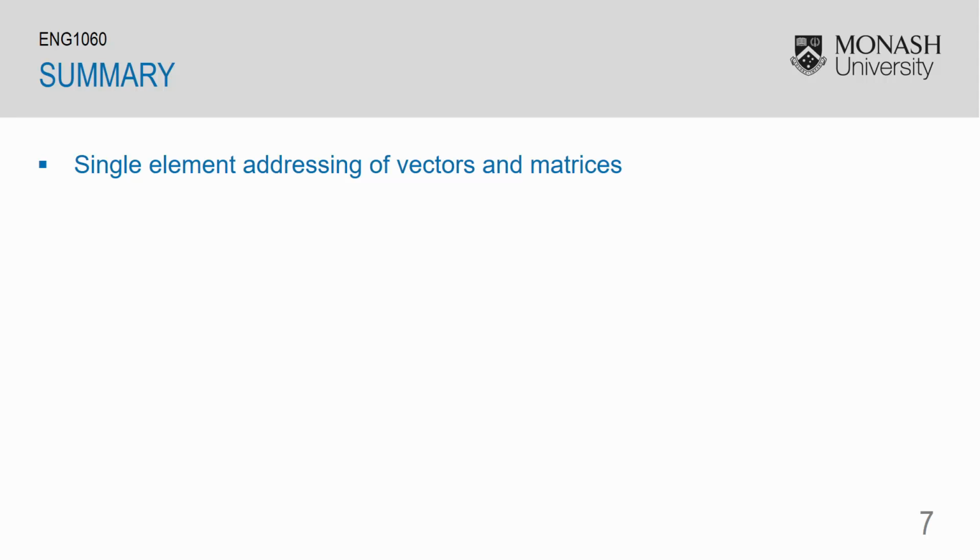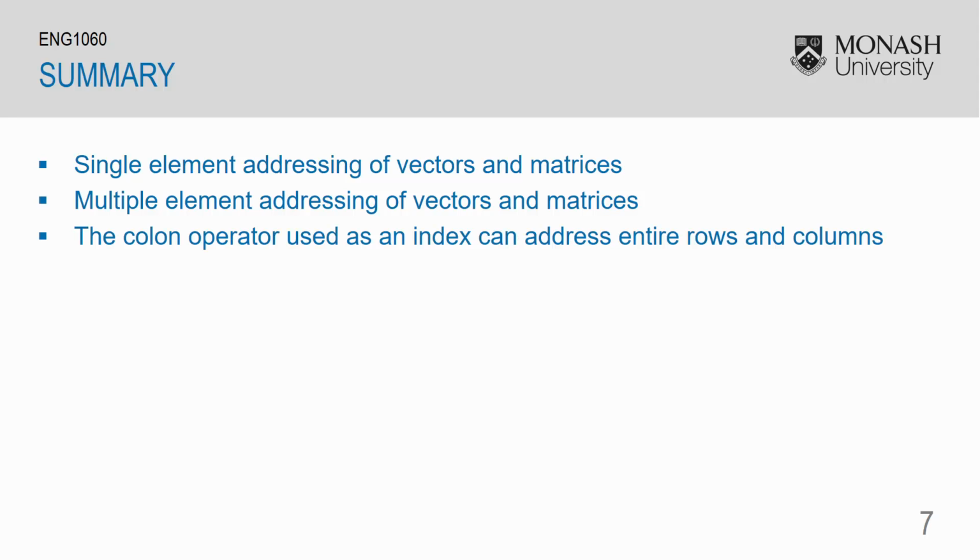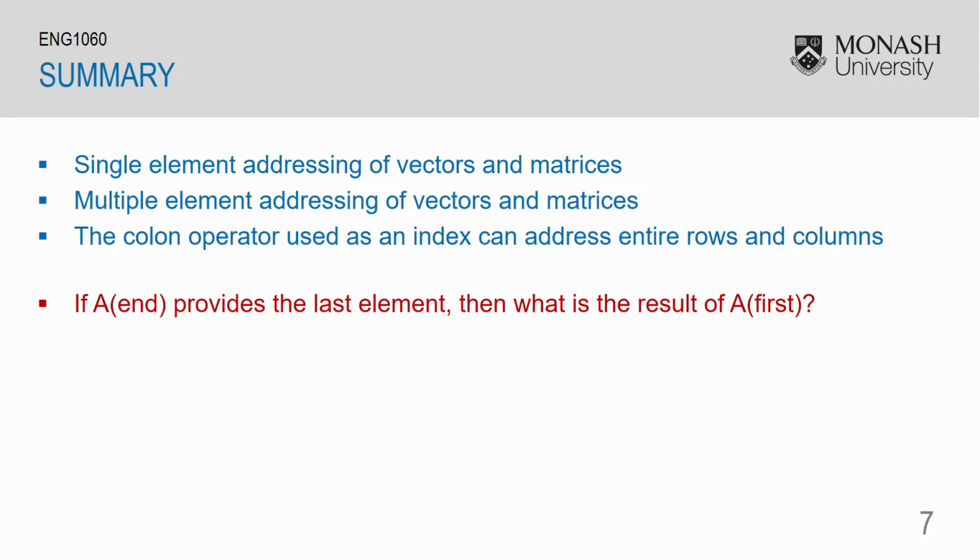In this video, we have covered how to address single elements of a vector or a matrix. We also looked at how to address multiple elements of a vector or matrix. And finally, we noted that the colon operator can be used as an index to address entire rows or columns. As a final thought for this video, if A(end) provides the last element, then what is the result of A(end+1)?